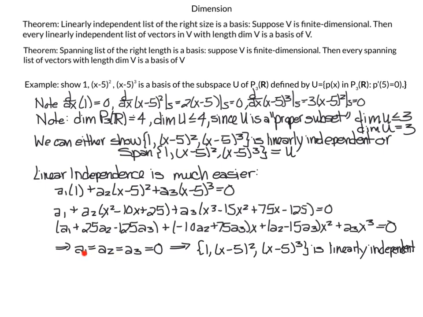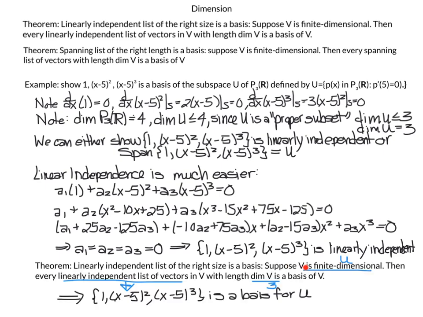One more thing to note, now that we have three linearly independent vectors in our space U, that means the dimension of U has to be at least equal to 3. So what we have from this previous statement, the dimension of U is less than or equal to 3, and now we know the dimension of U has to be at least 3 to accommodate our three linearly independent vectors. We know that the dimension of U is equal to 3. Now we can use this theorem here about linearly independent lists of the right size being bases. And I'm going to copy this theorem down here for reference.